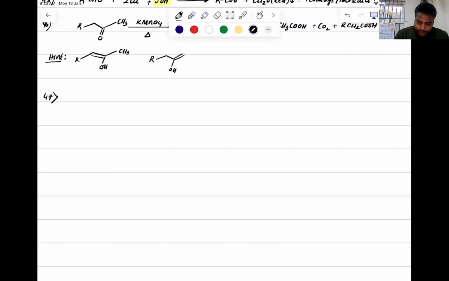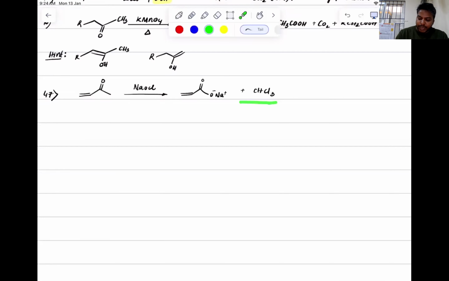Suppose you have this, which was specifically mentioned, so I'm using this as a reaction here. If this was given directly in the presence of NaOCl, which means without disturbing the double bond, make a haloform reaction, giving O-Na+ plus CHCl3. Got it? So without disturbing that double bond, please make a haloform reaction.